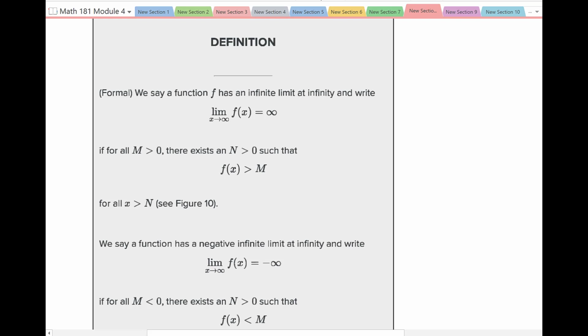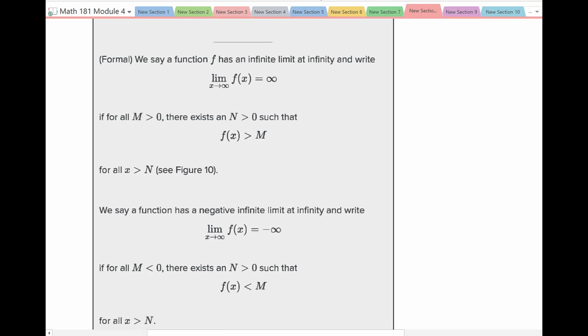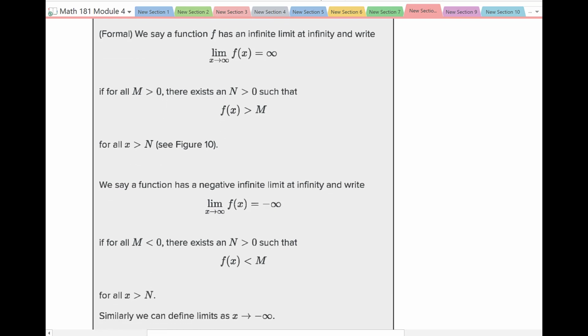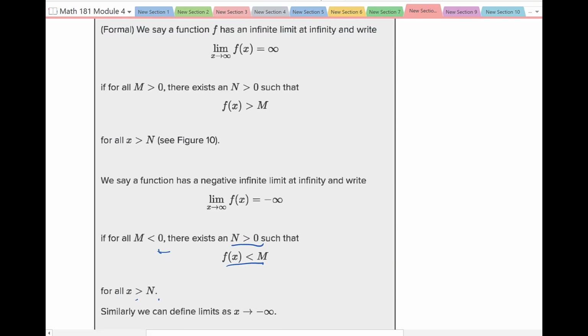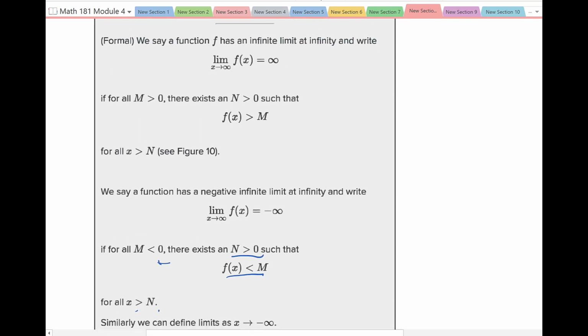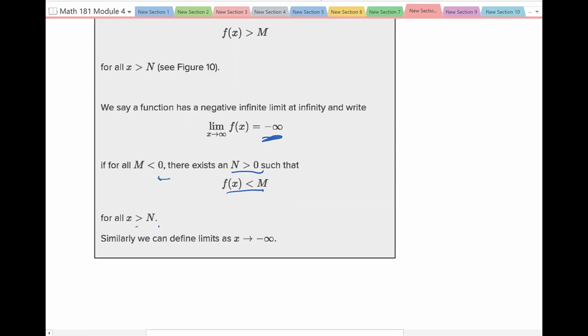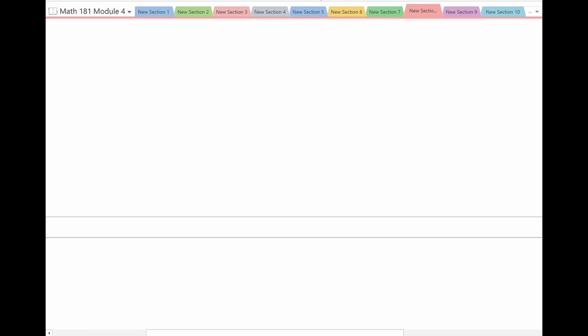So here we have the limit being infinity, or negative infinity. We say a function has a negative infinite limit at infinity, written limit as x approaches infinity of f of x equals negative infinity, if for all m less than 0, there exists an n greater than 0 such that f of x is less than m for all x greater than n. So this is the case where we have the limit at infinity and the limit being infinity and the limit being negative infinity. Okay, so we have a formal process for this now.